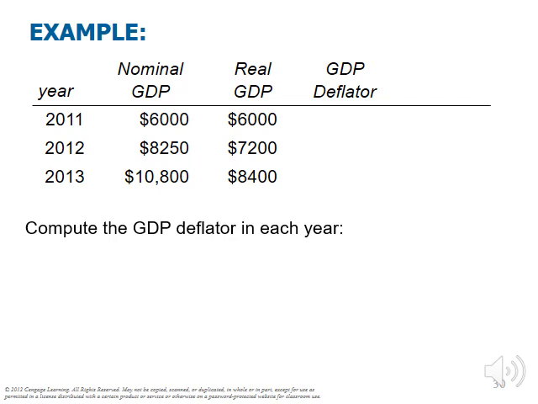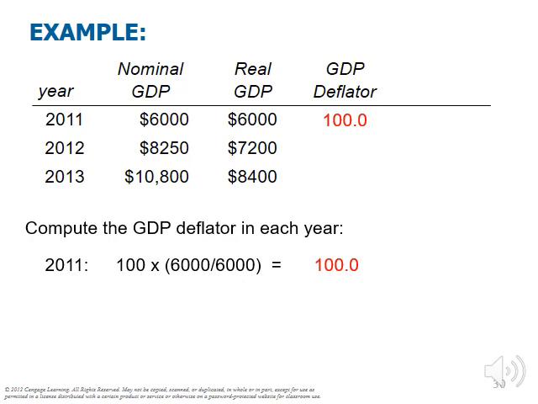Let's calculate it for 2011. Nominal GDP in 2011 was 6,000. We'll divide that by real GDP for 2011, which was also 6,000, and multiply it by 100. Our GDP deflator for 2011 is 100. Keep in mind that 2011 was our base year. Nominal and real GDP are always equal in the base year. For that reason, the GDP deflator for the base year will always be 100.